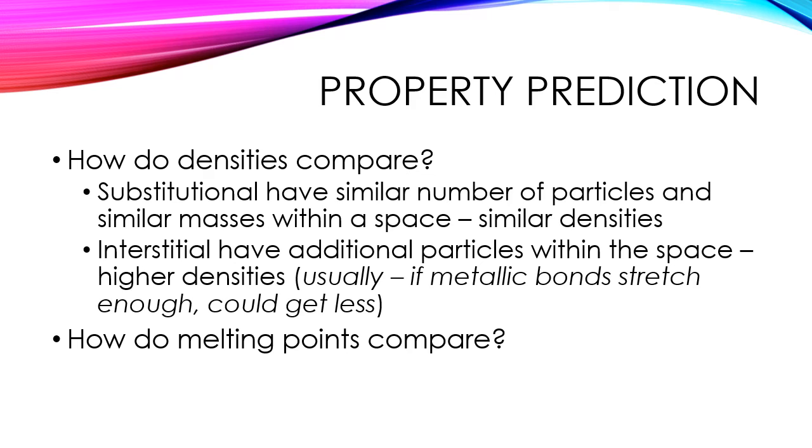Some interstitial alloys, though, will have smaller densities, specifically if the particle that is put in the in-between space is large enough that it will stretch the bonds of the crystal lattice, therefore resulting in overall less particles and less mass occupying a space. Or conversely, you could think of it as the mass requires a larger space to be present.